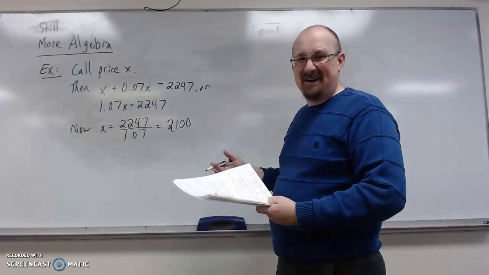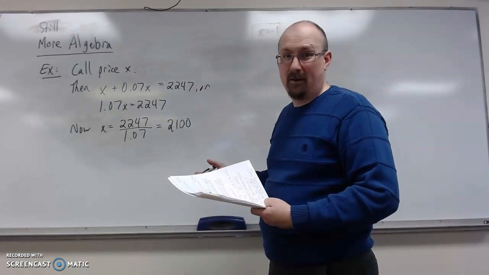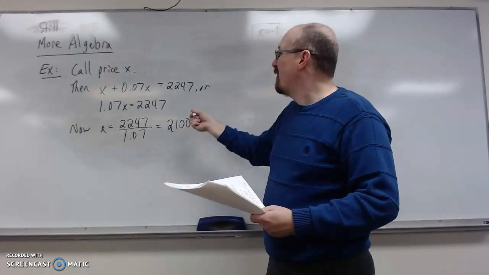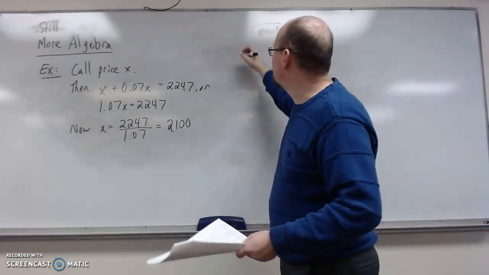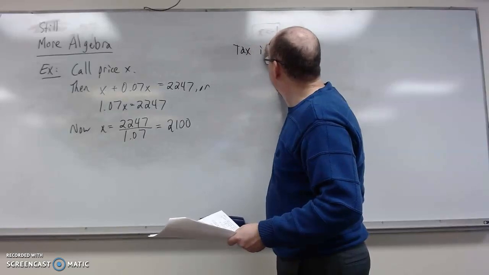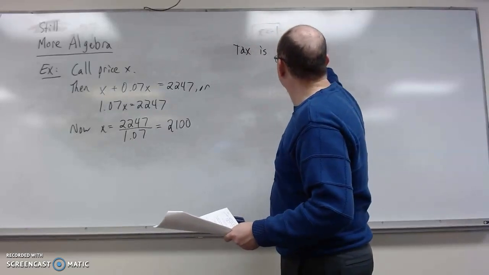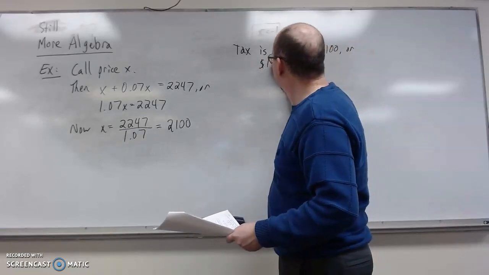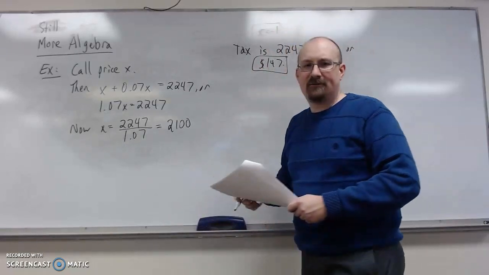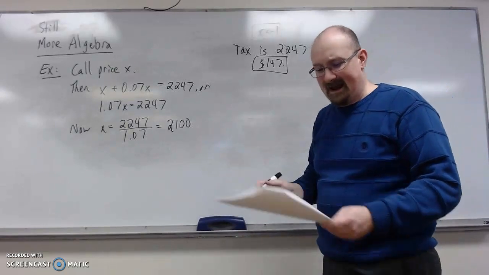So 2247 divided by 1.07 is 2,100. Now the catch is, that's not our answer. Good Lord, we hope we didn't pay $2,100 in tax. Remember, that's the sticker price. We've got to subtract that away in order to get how much tax we actually paid. So 2247 minus 2,100, or 147 bucks. Okay, so that's that guy.